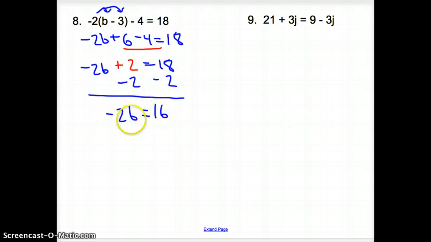And then my last step, how is this -2 attached to the b? It is being multiplied, so I have to divide by -2. So what you do to one side, you have to do to the other. So I have b equals 16 divided by -2 is -8.